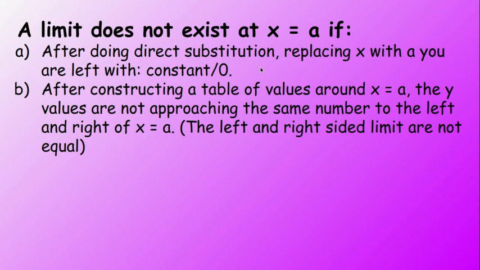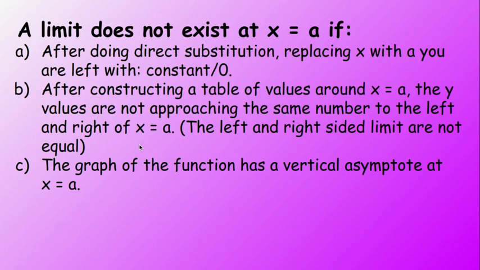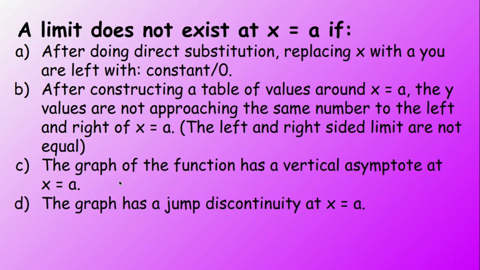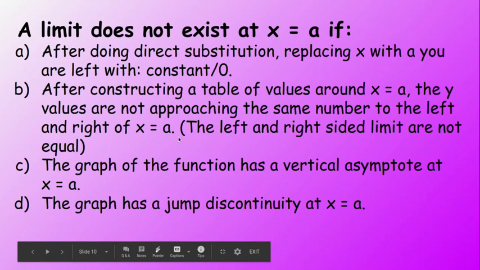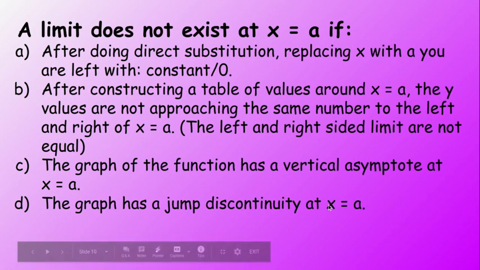If you were doing a table of values around x equals a, and the y values are not approaching the same number to the left or right of x equals a, then the limit doesn't exist because the left and right side of limits would not be equal. If you were looking at a graph, a limit doesn't exist if it has a vertical asymptote at x equals a, which we saw in one of those last examples. And another thing with a graph is if it has a jump discontinuity at x equals a, the limit would not exist. That would be the same as here, constructing the table. All right. When the table of values have two different values, that's usually a vertical asymptote or a jump discontinuity as well.